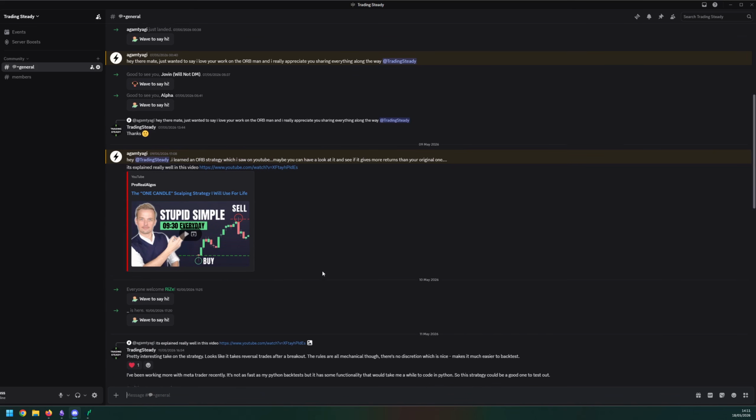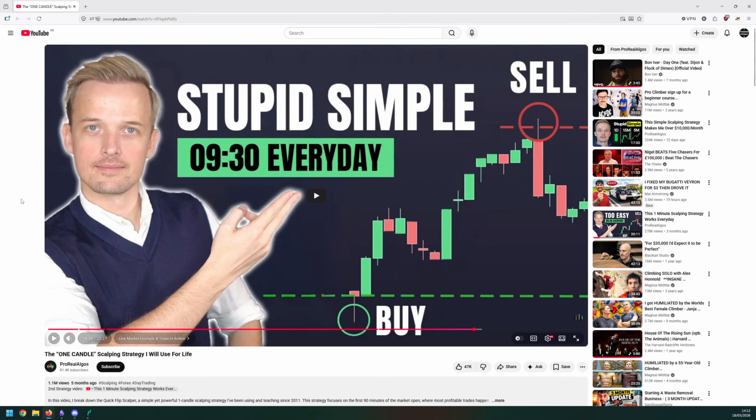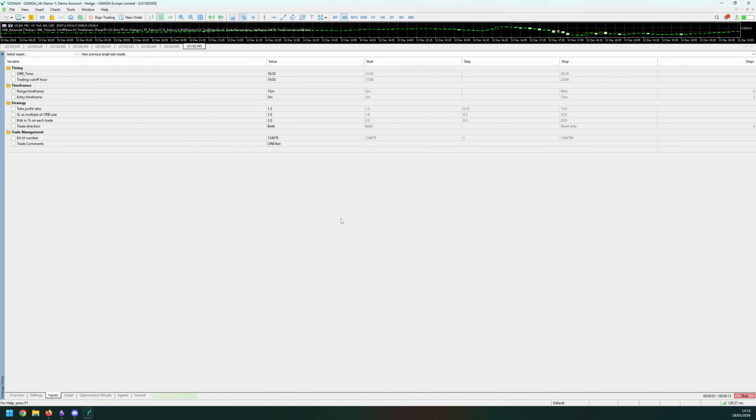A member on my Discord channel suggested that I backtest this strategy. So I had a look, and it appears to be a pretty neat opening range strategy with really cleanly defined entry and exit rules. I'm a big fan of opening range strategies, and I've actually got my own EA that I've developed, which is essentially a backtesting tool.